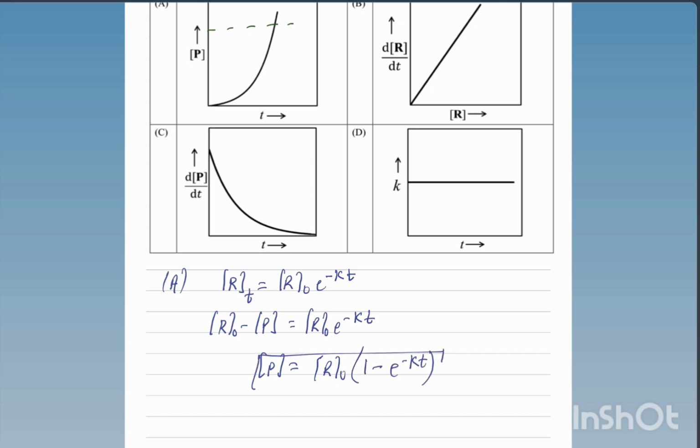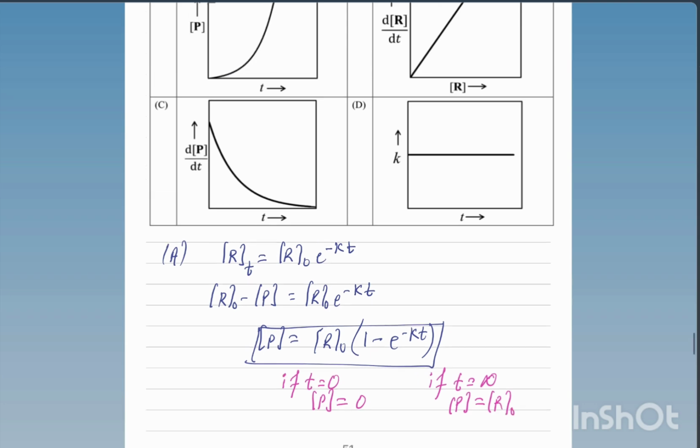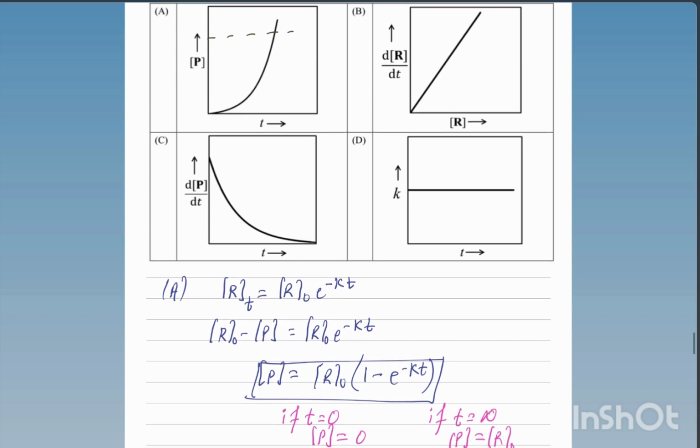So this will be the equation for the product, which relates concentration of product and the time. From this equation we can say if time is 0, the concentration of product will be equal to 0, and if time is infinite, the concentration of product becomes equal to R_0, because e raised to minus infinity is 0. So from these two things we can say the graph should not be like this, the graph should be like this. This should be the correct graph. This should approach R_0, not this. That's why this option is wrong.